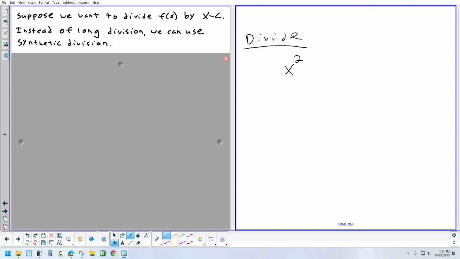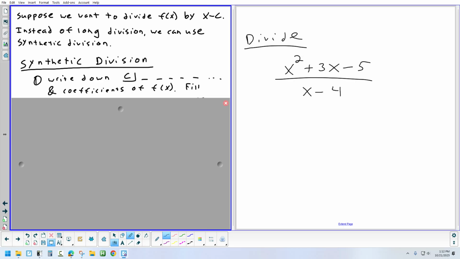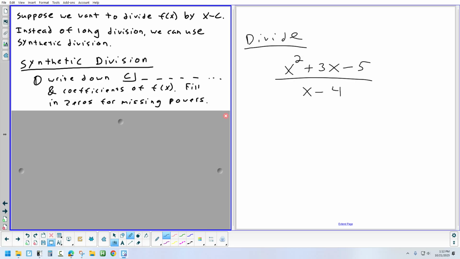So let's take x squared plus 3x minus 5. And we're going to divide that by x minus 4. Okay, and I'm going to do it synthetically. So I'll show you the step on the left, and then we'll actually do the step on the right. So the first step is to look at the c value. This is the c value. It's the number after the minus sign. It's just like the remainder theorem.